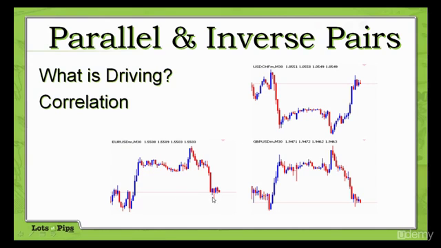The euro US dollar and the pound US dollar are parallel pairs. It looks like they are pretty much carbon copies of each other. They're the same thing. We start out low, we climb up, we level off, we get a little spike, and then we drop off. Same thing here, level off, a little spike, drop off. They're not exact because there are different factors moving the British pound a little differently than the euro, but they're pretty close.